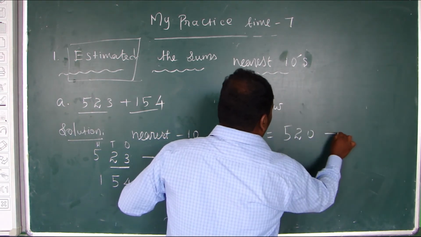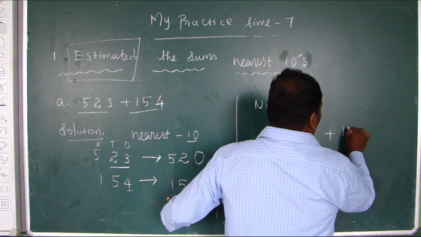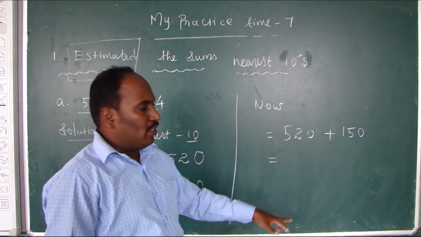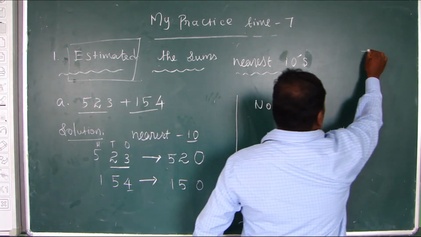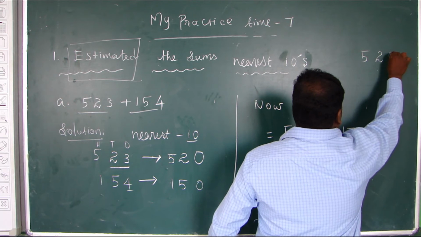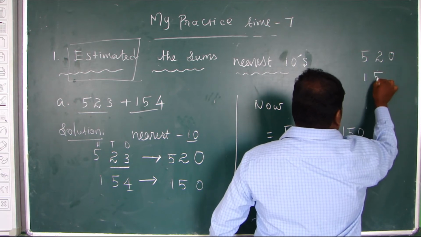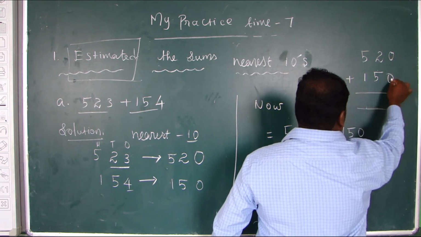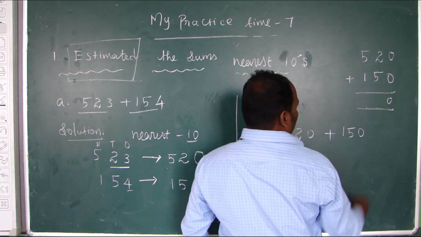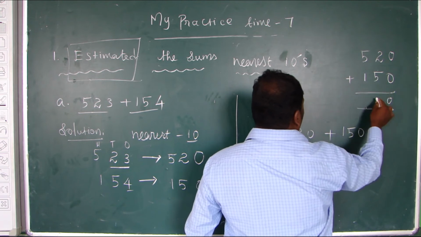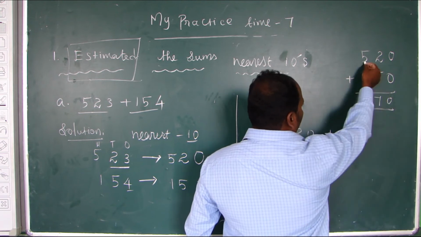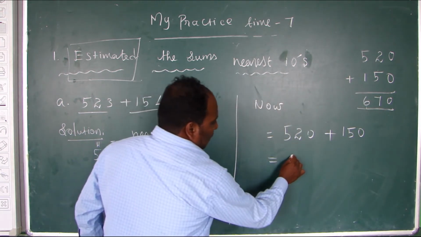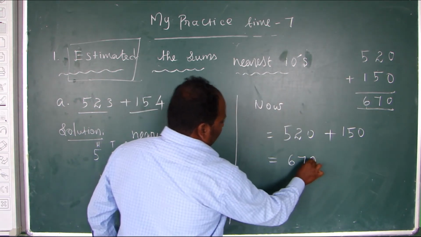520 plus 150. We add two numbers: 520 plus 150. 0 plus 0 is equal to 0. 2 plus 5 is equal to 7. 5 plus 1 is equal to 6. So our answer is 670.